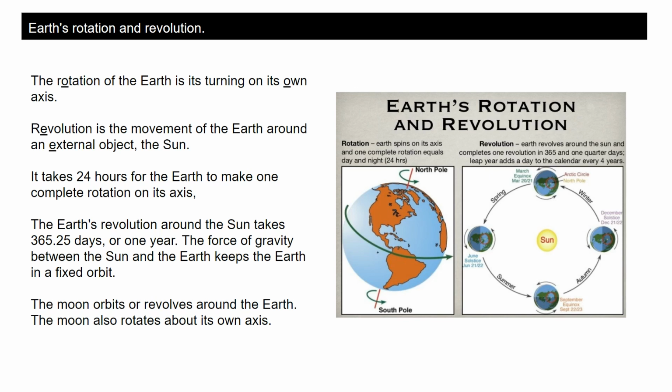Okay, the Earth has a 24-hour rotation period. It rotates or spins around its own axis every 24 hours, and the Earth revolves around the Sun in 365.25 days. So that's the revolution period. Our calendar year is 365 days, so that extra 0.25 of a day is made up every 4 years during a leap year. The Moon, as we'll see later on, has its own revolution and rotation periods.